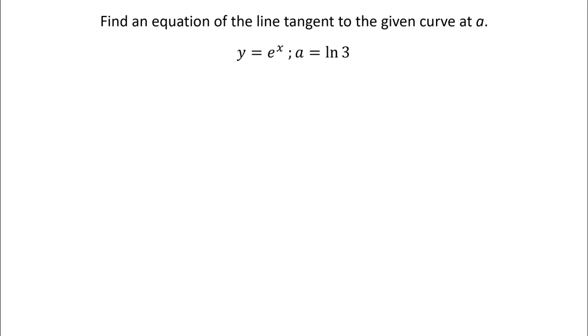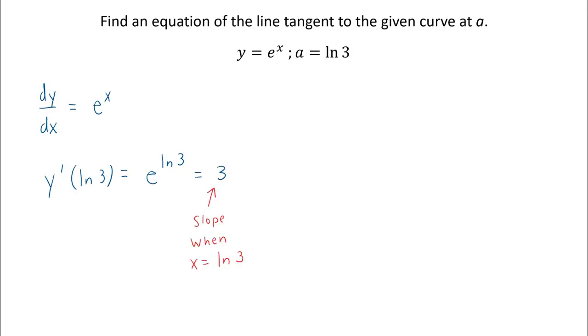To come up with that equation, we're going to need the slope of the tangent line when x equals natural log of 3. So let's find the derivative. The derivative of function y with respect to x is e to the x. Now let's evaluate this slope function when x is natural log of 3 to get the slope of the tangent line at that x value. That gives us e raised to the natural log of 3, which is just 3. So this is the slope of the tangent line when x equals natural log of 3. Now let's use that information to find the equation of the tangent line.